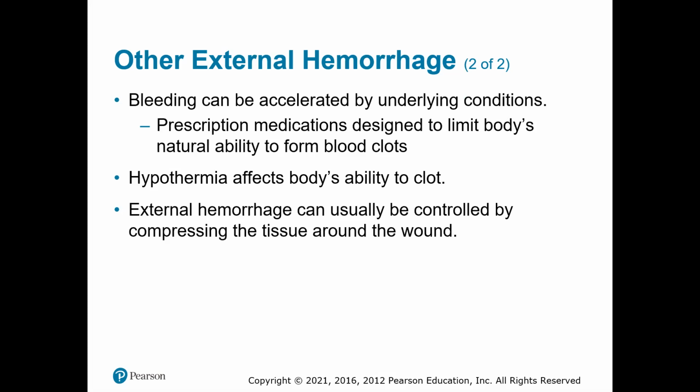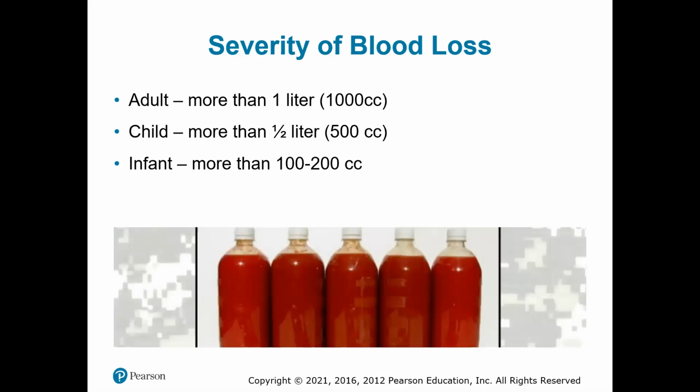We already talked about prescription meds and that we need to ask about blood thinners. Hypothermia, that's the vasoconstriction. Our patient becoming pale, cool, and diaphoretic is definitely going to affect their body's ability to clot. So for any hemorrhage, let's start with direct pressure and try to get that bleeding under control.